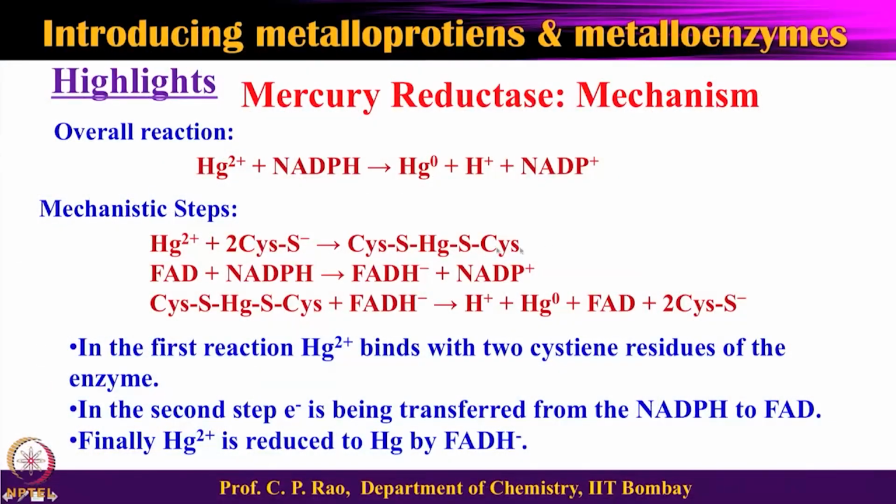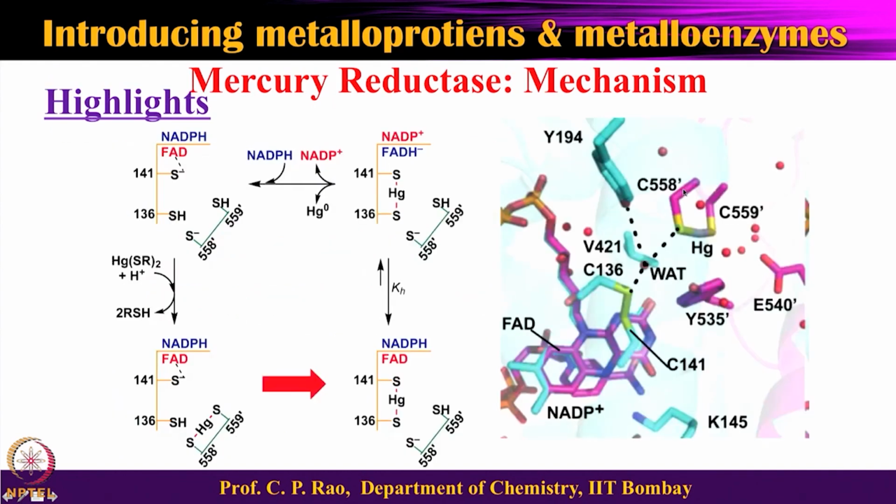So, how does it happen? Mercury 2 plus first binds to the cysteine part of this, and then forms a kind of a bridge complex of these 2 cysteinyls, and now this is being reduced by the FAD. FAD going into this one will give the FADH, and this will basically reduce mercury 2 plus to mercury 0, then you will get back your FAD and cysteine sulfurs.